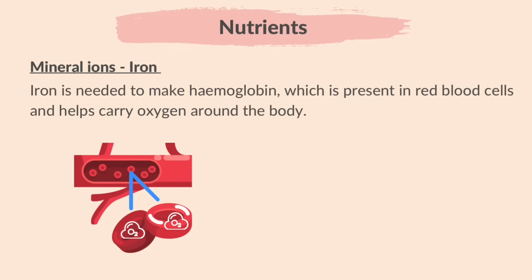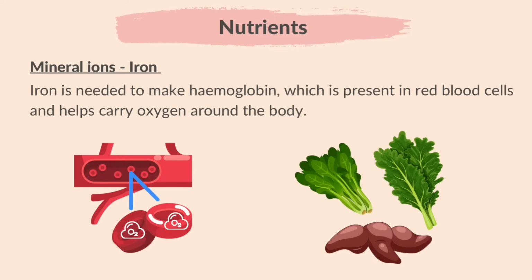Iron, which is another important mineral, is needed to make hemoglobin, which is present in red blood cells and helps carry oxygen around the body. Iron is found in red meat and some green vegetables like spinach.